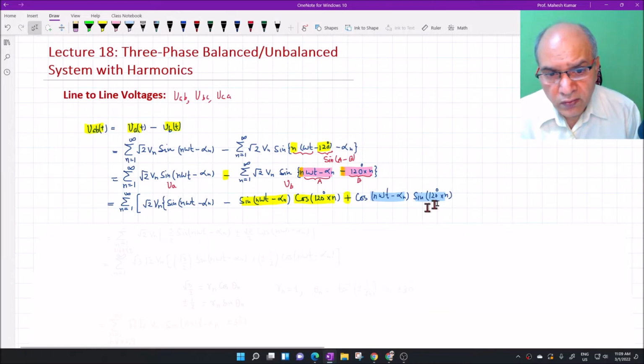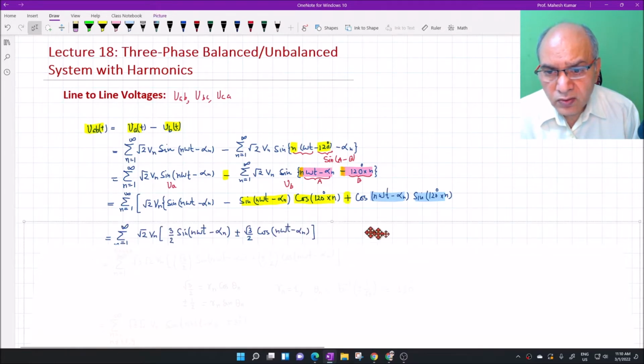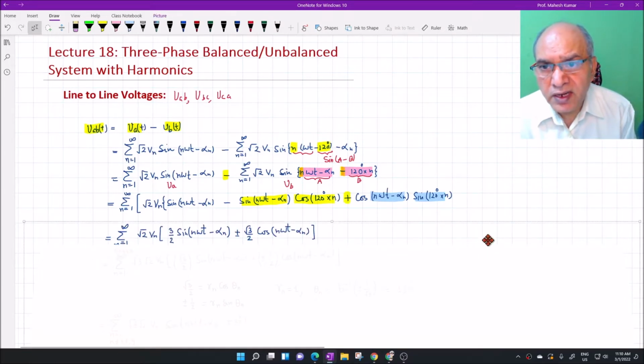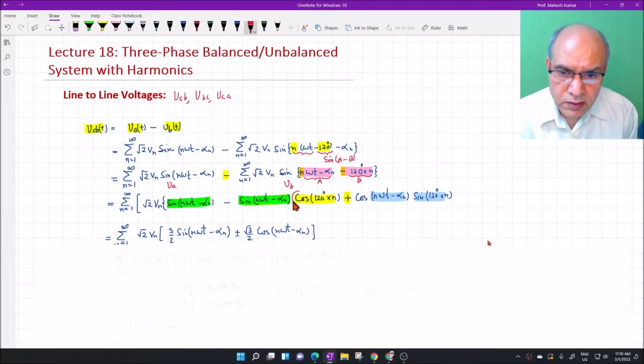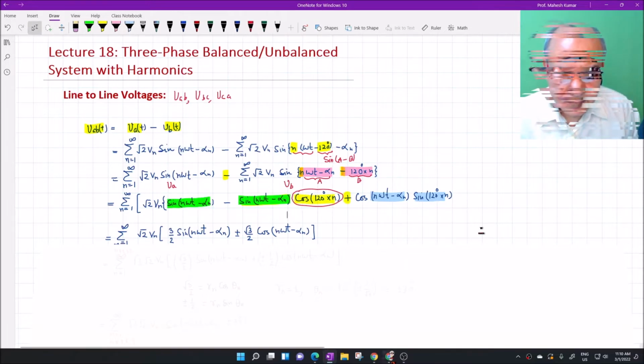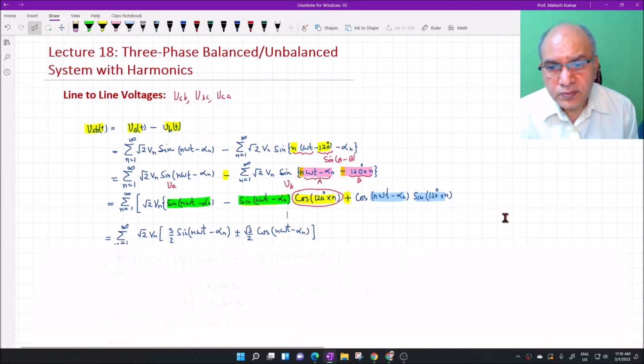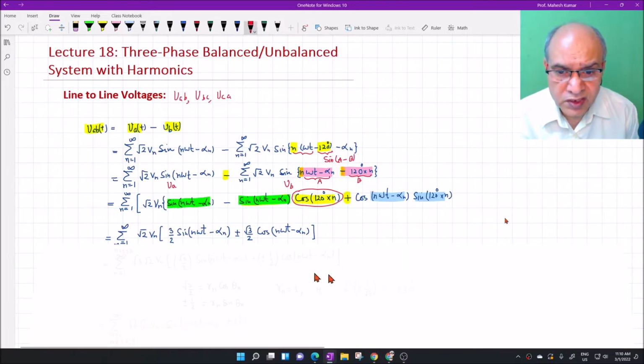Now we can see that there is one common term between these terms, and that is sin(n omega t minus alpha n). So this is common and this is common. But I have to simplify this term first before I combine these two terms. So let us combine these two terms by substituting the value of cos 120n.